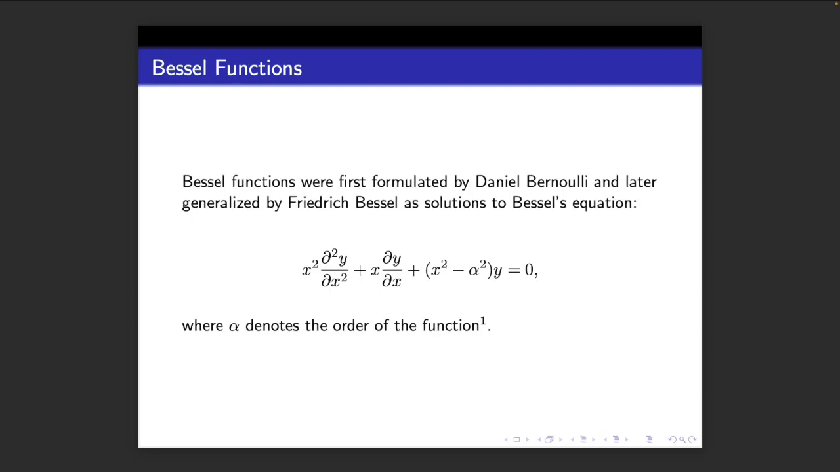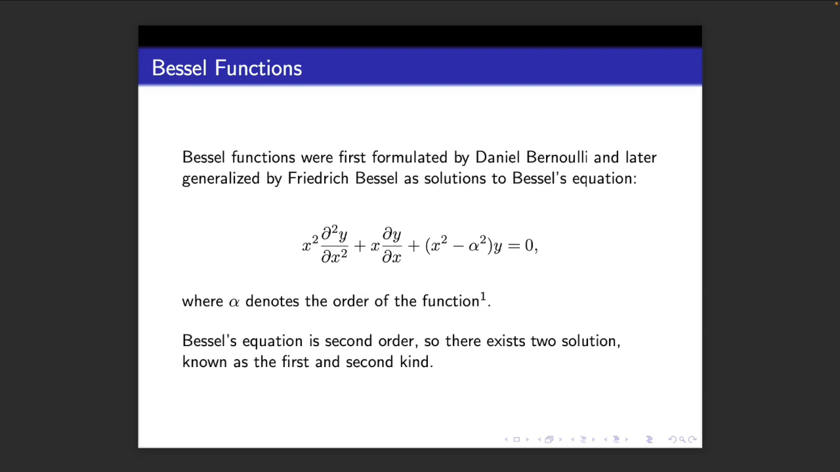Bessel functions were first formulated by Daniel Bernoulli and later generalized by Friedrich Bessel as solutions to Bessel's equation, which is shown here. Here, alpha is a constant, and it can be any complex number, and it denotes the order of the function. Here, we're only going to care about the positive integer versions of alpha. Since Bessel's equation is a second order differential equation, we expect there to be two independent solutions, known as the first and second kind.